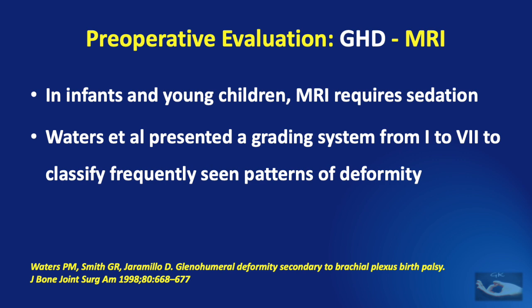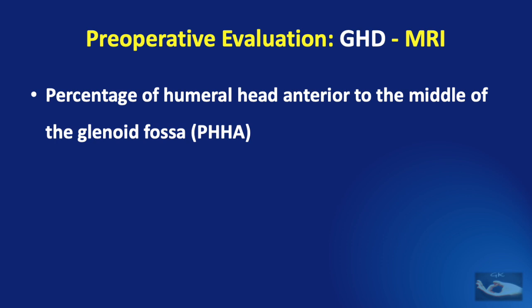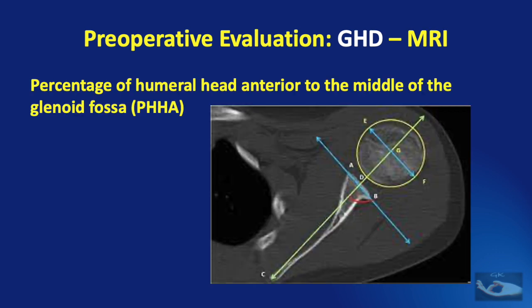Waters et al. presented a grading system from 1 to 7 to classify frequently seen patterns of deformity. There are two assessments that need to be done with an MRI: the percentage of humeral head anterior to the glenoid fossa, the PHHA, and secondly the angle of glenoid version. This is the type of MRI image from which the PHHA is calculated.